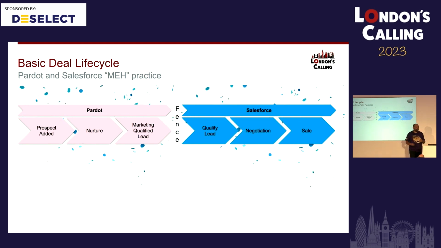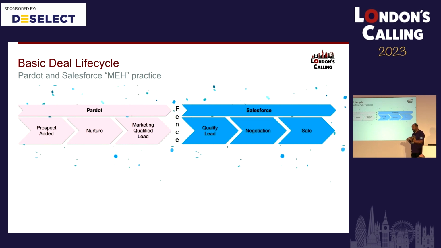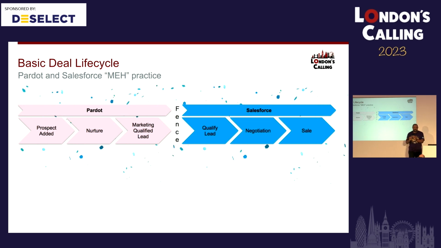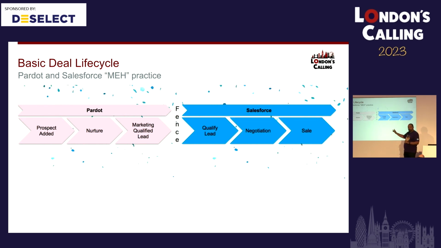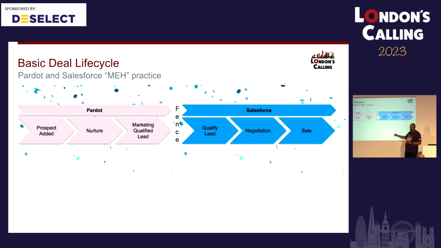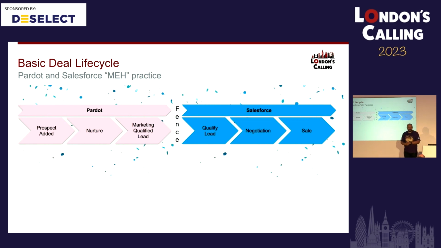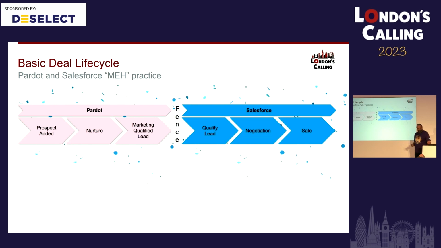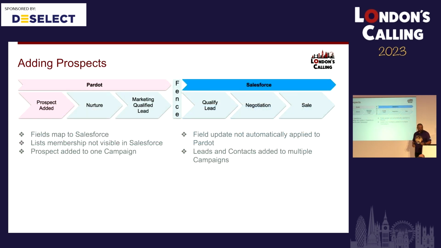Yes, and then we'll also talk about how with a little bit more collaboration, a little bit more communication between the two admins, we can vastly improve on this process. And we're going to look at each of these points in the deal life cycle as we go along. So we're going to start off with adding a prospect.